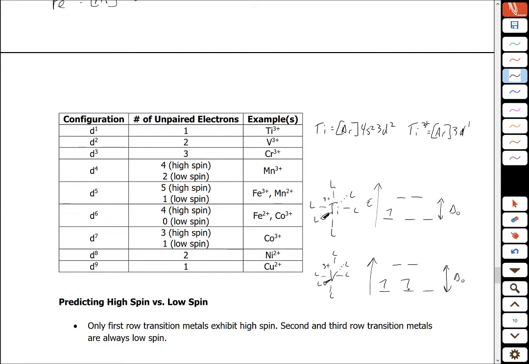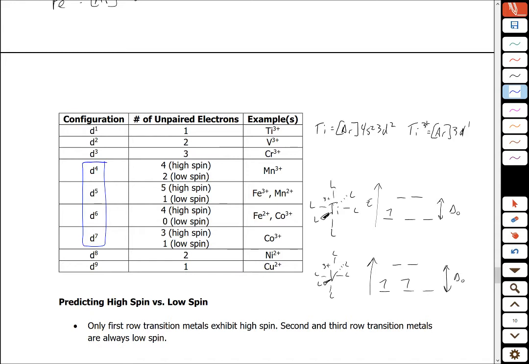So in reality, the only choice we have to make of whether or not a complex is going to be high spin or low spin is for D4, D5, D6, and D7. And I'm going to use this phrase a lot when we talk about this. So a transition metal that is D4. What I mean by that is that we've removed the s electrons, and what's left beyond the noble gas core is 4 d electrons. It's a D4 metal. A good example of that is manganese 3 plus.